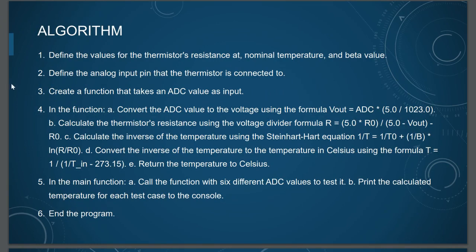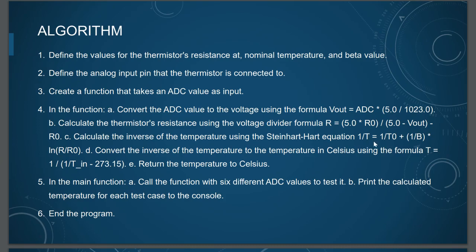How we have done it is this: define the values for the thermistor resistance at nominal temperature and the beta value. In step 2, we define the analog input pin that the thermistor is connected to. In the third step, we create a function that takes an ADC value as input. In the fourth step, we convert the ADC value to the voltage using this formula: V output equal to ADC into 5 upon 1023. Then we calculate the thermistor resistance using the voltage divider formula, which is also given. Then we calculate the inverse of the temperature using the Steinhart equation.